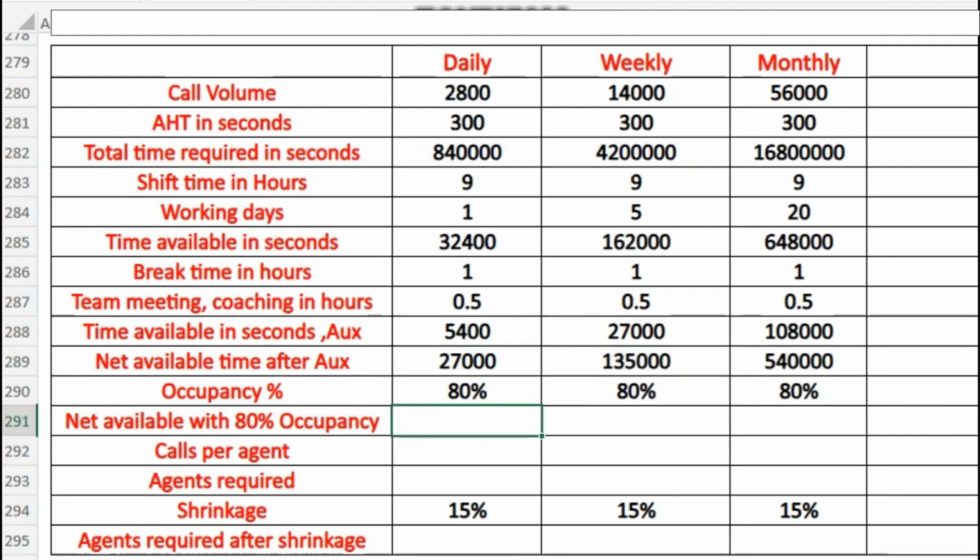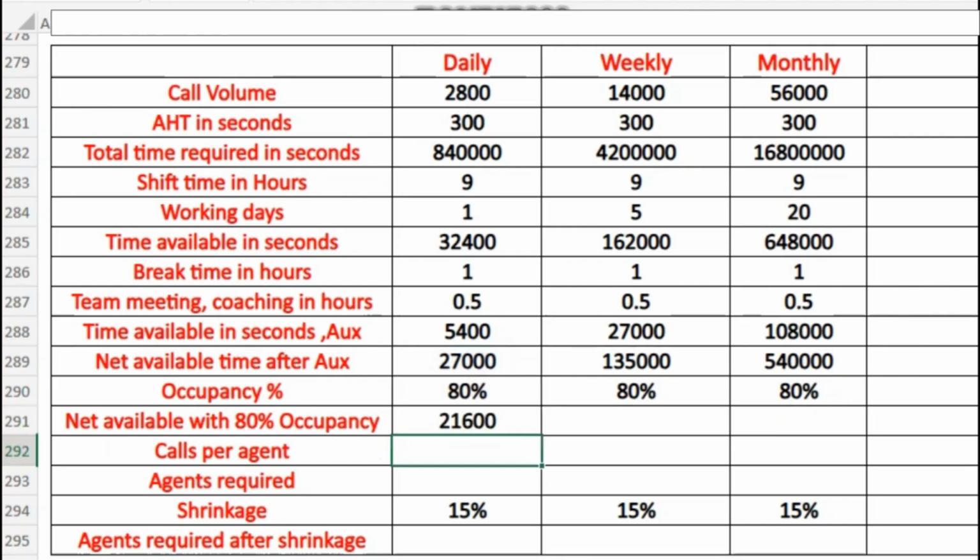After having all the calculations, now we have the occupancy given as 80%. So what would be the net available time with 80% occupancy? Your 27,000 multiplied by 80%.